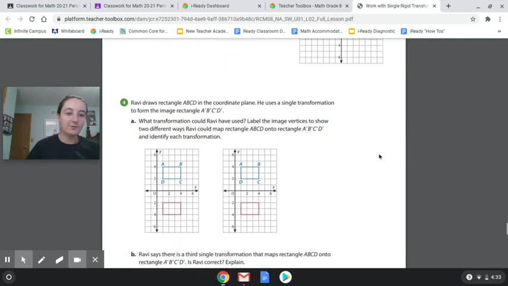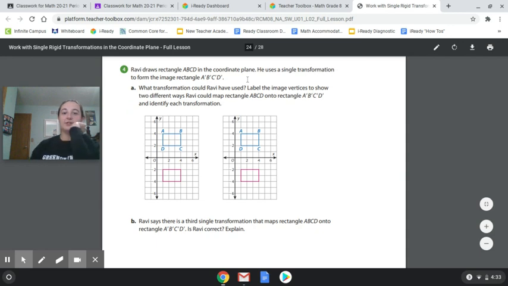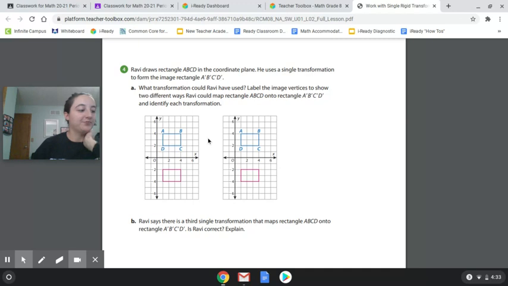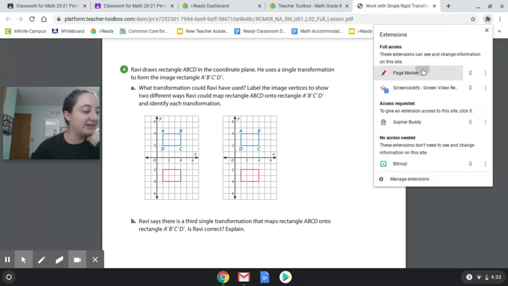Then for number 4, we see that Ravi draws this rectangle ABCD in the coordinate plane and uses a single transformation to form this new one right here. So what transformation could he have used, and label it to show? So we can see that this could be either a reflection, since they're each 2 away from the line of reflection, or we could say it's a translation. It can't be a rotation because our rectangle was like this, and if it was rotated, it'd go like this. So it has to be either a translation or a reflection.